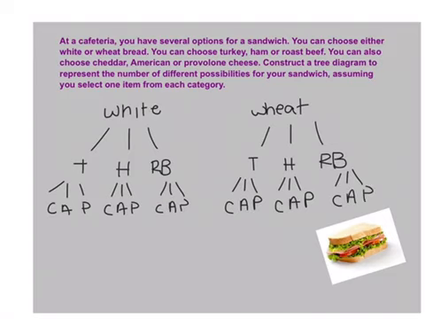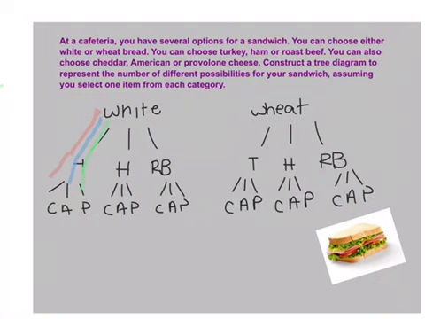So basically what this is showing is that I can have a turkey sandwich on white with cheddar cheese, or I can have a turkey sandwich on white with American cheese, or I can have a turkey sandwich on white with provolone cheese. So that's 3 options I have right there.